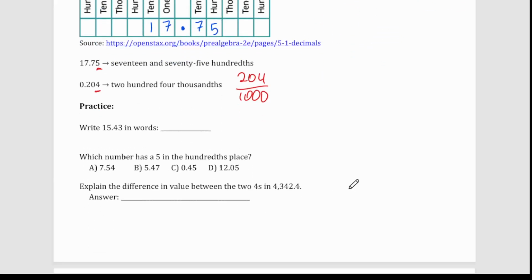Go ahead and pause this video and do a quick check for your understanding on how to translate the following phrases. So in particular, 15.43 would be 15 for the whole number part, and let me write it out completely, 43, and this last place value is hundredths. So that is 15 and 43 hundredths.